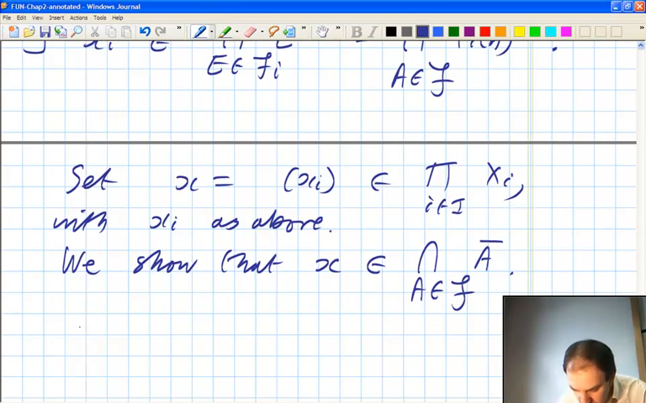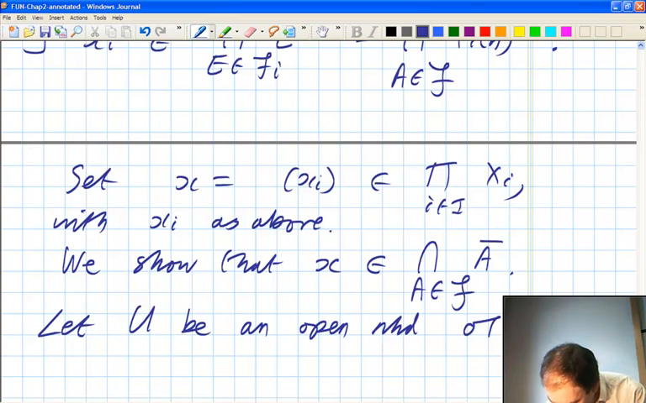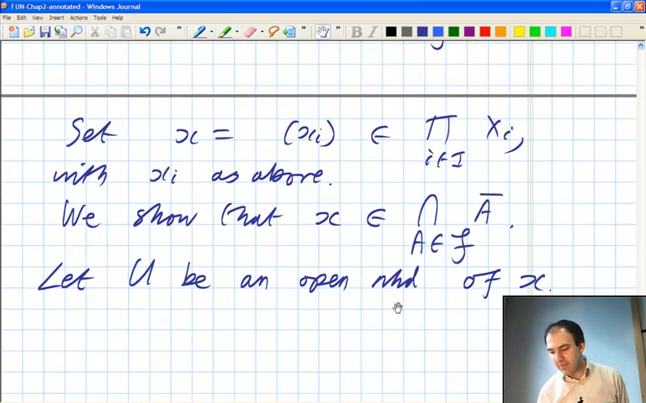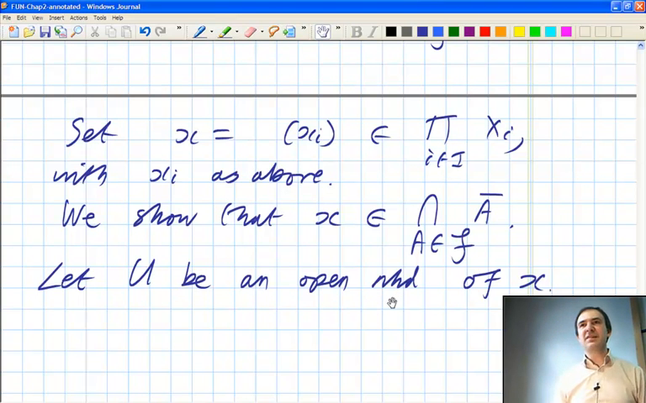So let U be an open neighbourhood of x. Notice my abbreviation for neighbourhood here. NHD is a nice abbreviation for neighbourhood.